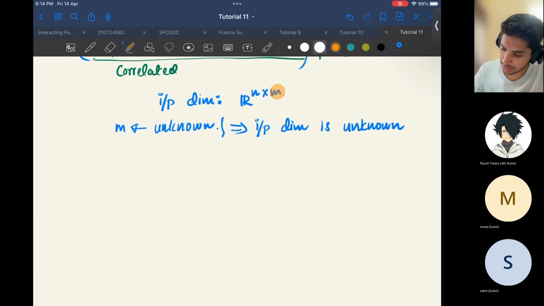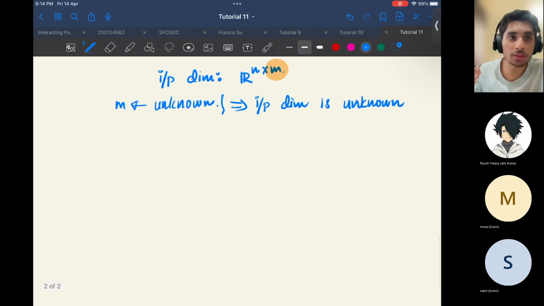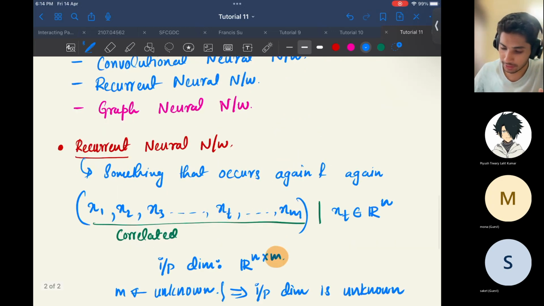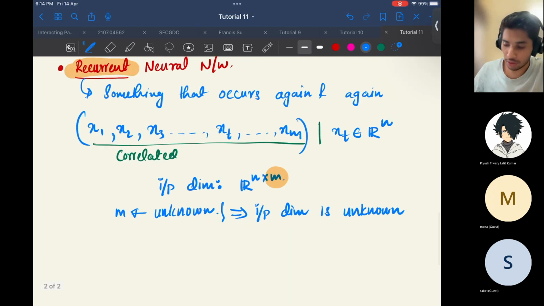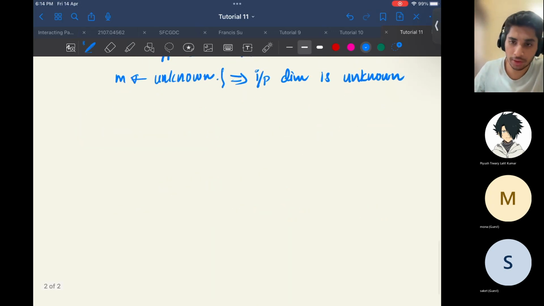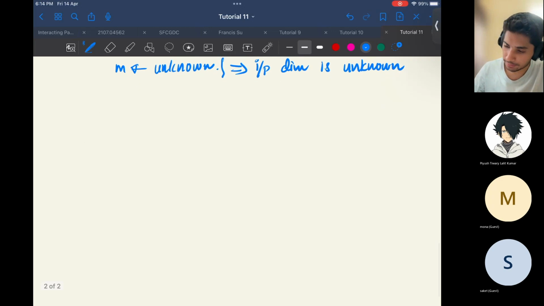Because I hope you can see that there is an m here in the input dimension, and m is itself unknown to us, right? So this is a big problem that we are going to run into. To avoid this problem, this is where the meaning of recurrent that we were discussing comes into play, right? What we actually do is the following.